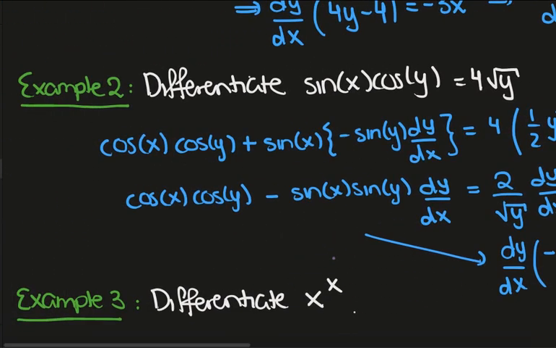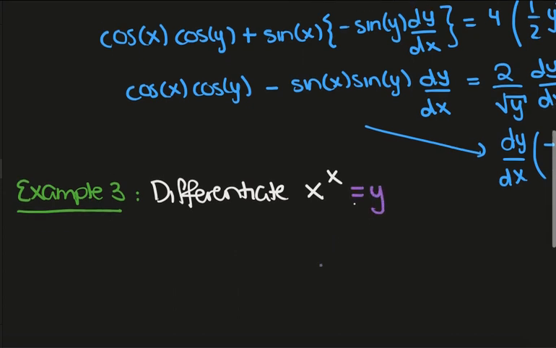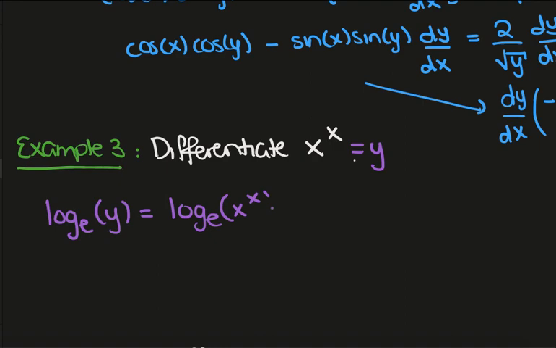Okay, so let's look at a logarithmic differentiation example. So set x to the x equal to y, and we want to differentiate this. Now to do this, what we'll do is take the logarithm of both sides. So I get log e y is log e x to the x, and by log laws, this tells me that log e y is x times log e x.